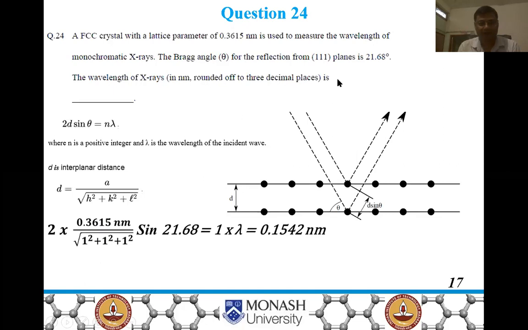Sine theta, the Bragg angle, is given 21.68. So sine 21.68 into 1 into lambda. So we can calculate lambda to be 0.1542 nanometer.